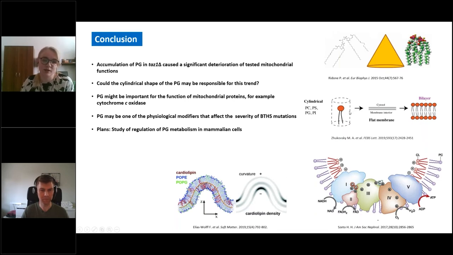And the other explanation may be connected to importance of PG in function of some mitochondrial proteins, one of which we know could be the cytochrome C oxidase. So we hypothesized that phosphatidylglycerol metabolism could be one of the physiological modifiers that affect the severity of symptoms of Barth syndrome patients, even with the same mutations. And next, we plan to study regulation of phosphatidylglycerol metabolism in mammalian cells.